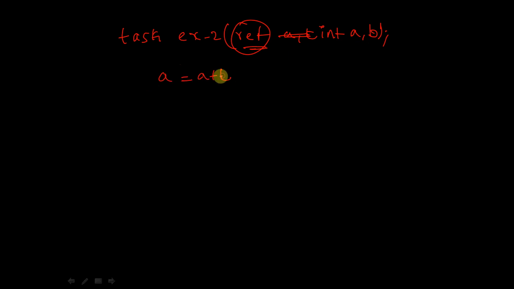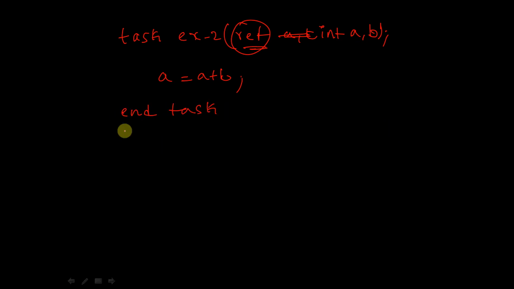So in case of task arguments passed by reference, task ex_2, ref int a comma b. So I'm making them ref. If I use the keyword ref, then it is called task by reference. Okay. Now what I will do, a is equal to a plus b. Okay, and end task.